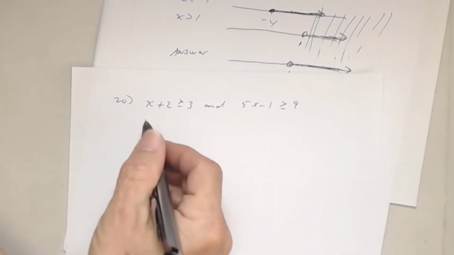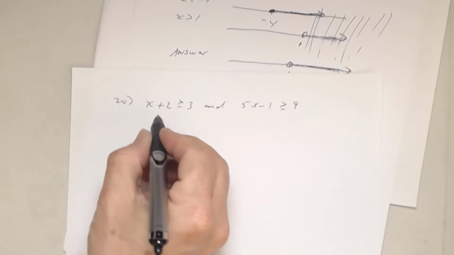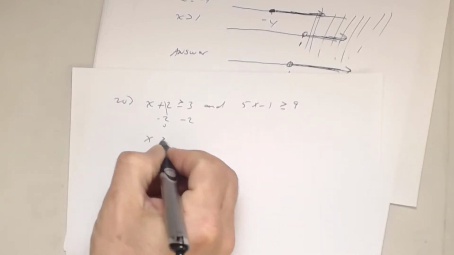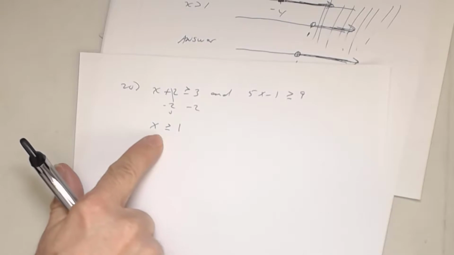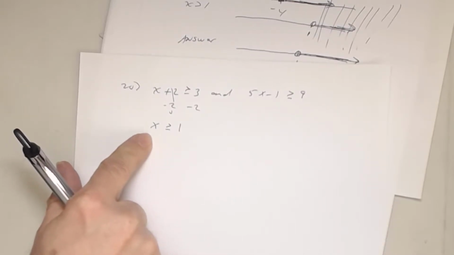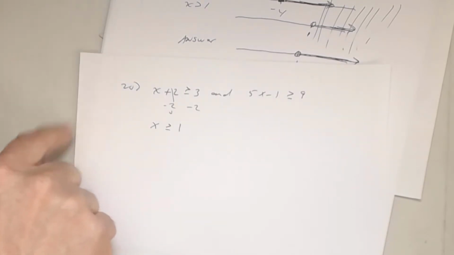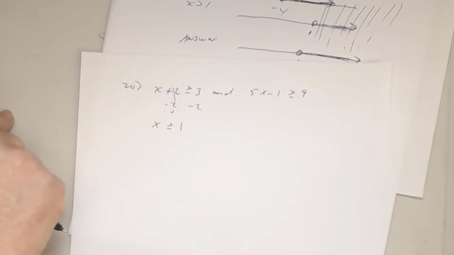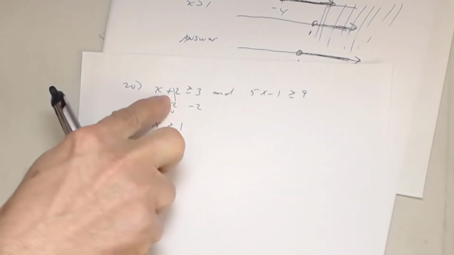So let's solve each one individually. How to get x by itself here? Subtract 2. And so x is greater than or equal to what? 1. Now, make sure you understand what you just found. So x is greater than or equal to 1 means that you just found the solution to which of these inequalities? The first one. That's what you found. So any number greater than or equal to 1 is a solution to that first inequality. But that's not the solution to the compound inequality. It's a solution to this one.